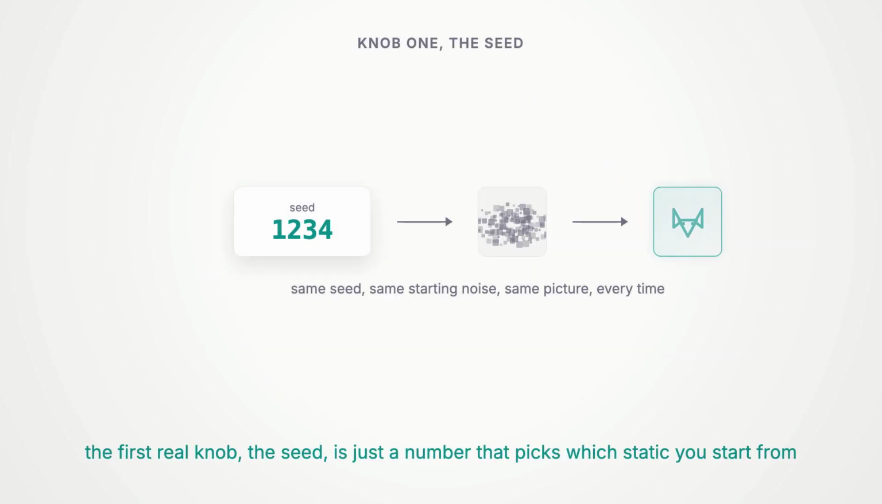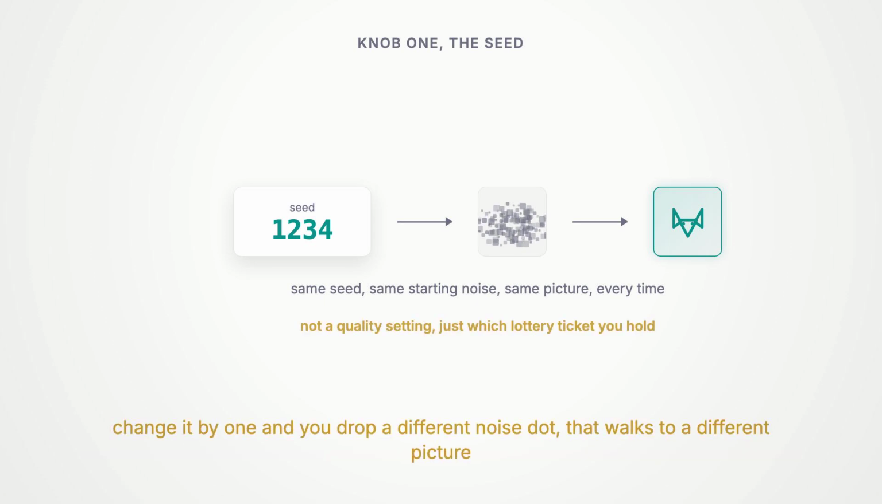Now the first real knob, the seed, and it is the most misunderstood one. The seed is just a number, and that number decides exactly which patch of random static you start from. Same seed, same starting noise every time. Change the seed by 1 and you drop a completely different noise dot somewhere else off the manifold, which walks down to a completely different picture. So the seed is not a quality setting. It is which lottery ticket you are holding.